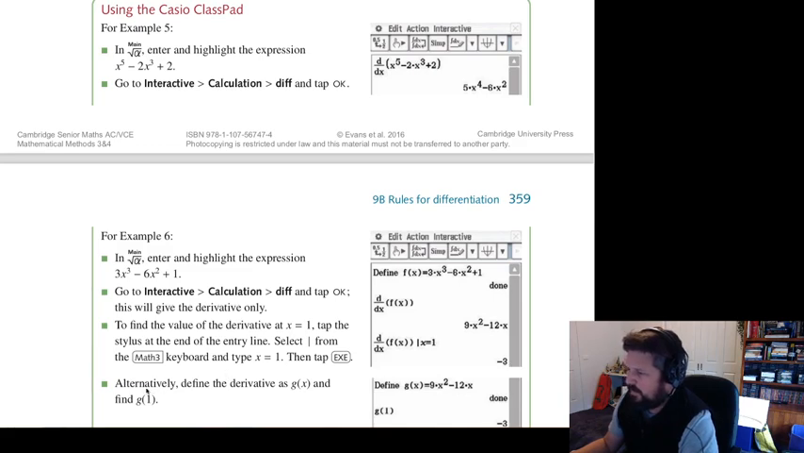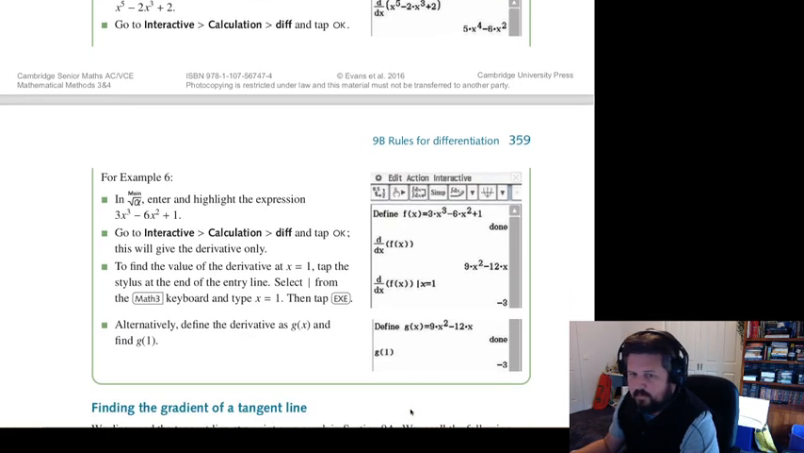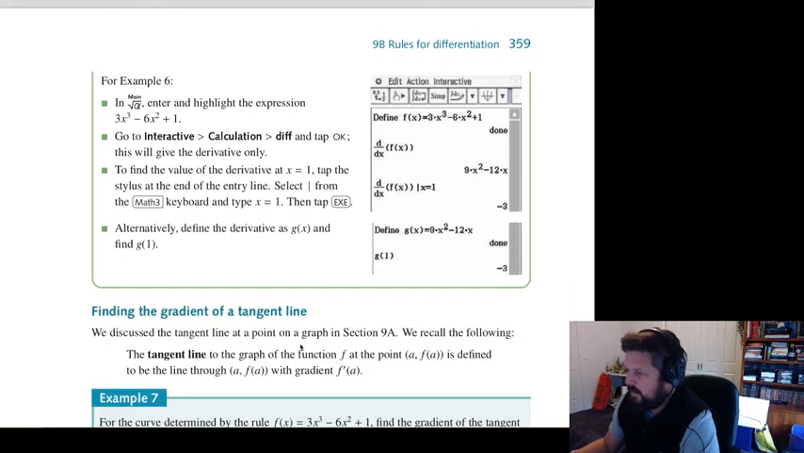Another way you can do it is you can define the derivative as g of x, like they've done there. So set this as the derivative, g of x, and then just substitute 1 into that as follows. Yep, both valid ways there to do that.